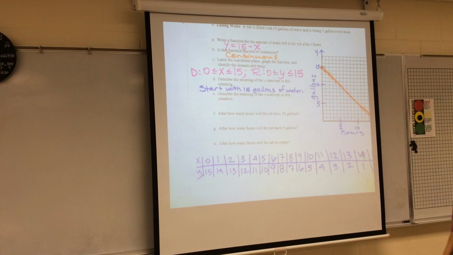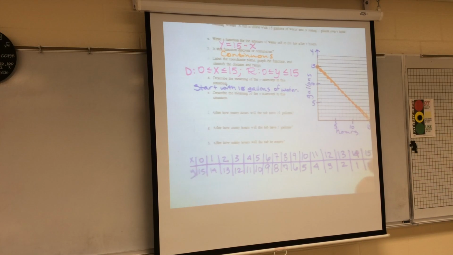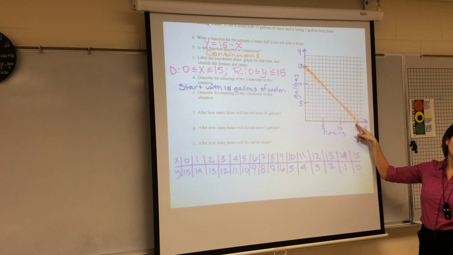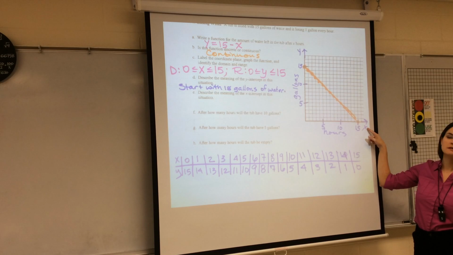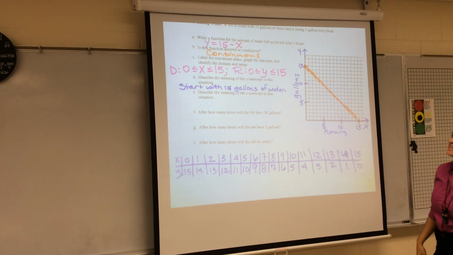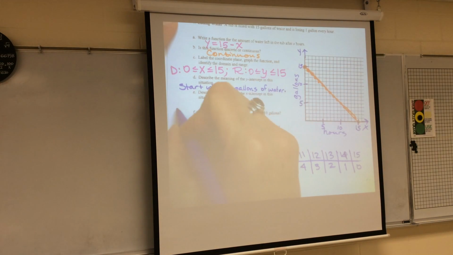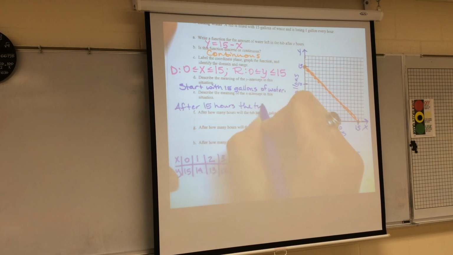All right. E says, describe the meaning of the X-intercept. Oh, we can't see my X-intercept. Scoot. There we go. So what's my X-intercept mean? At 15 hours, we stop losing water because we ran out, right? So at 15 hours, the tub is empty, right? After 15 hours, the tub is empty.